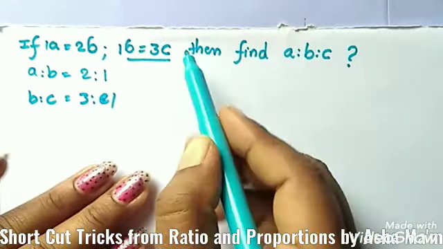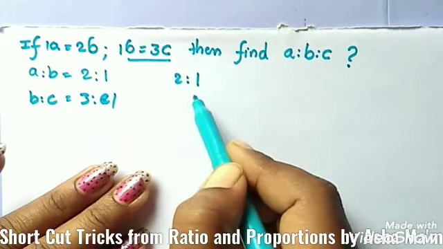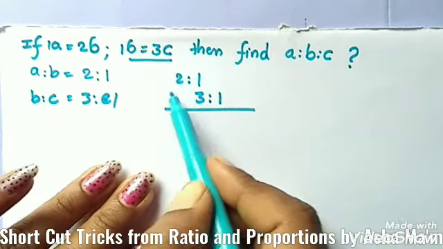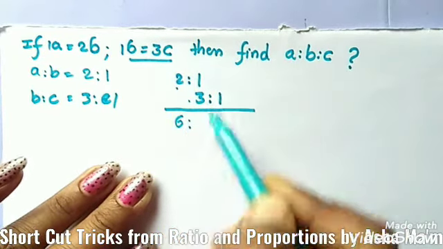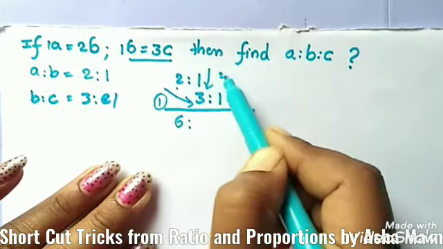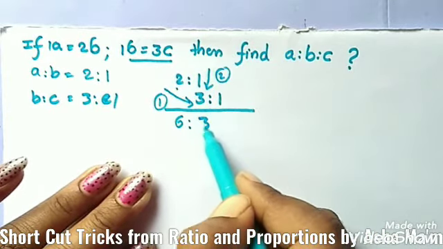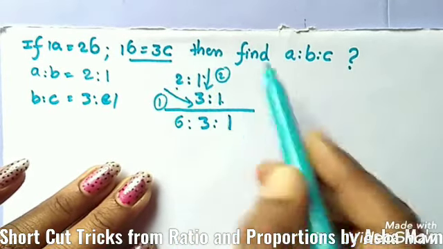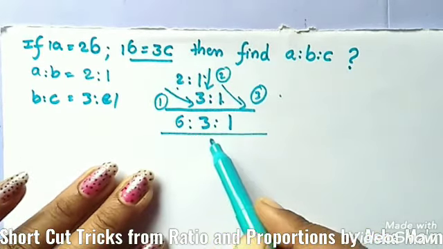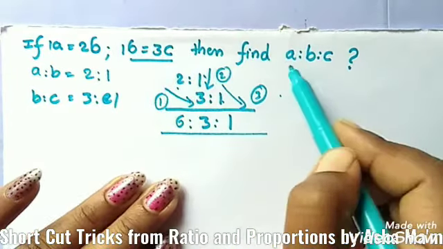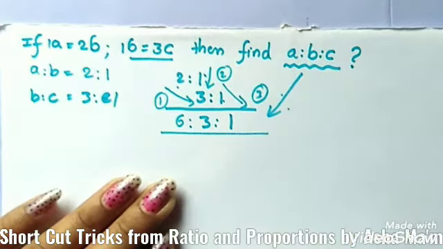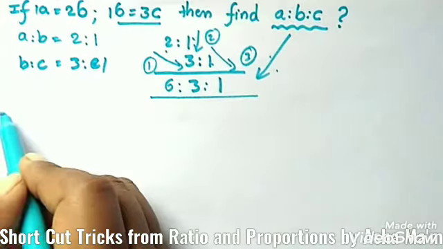Now we can follow the same trick here. 2 is to 1, and below this you can write 3 is to 1. Simply you can multiply 2 into 3, 6. This is step 1. In this way step 2, here 1 into 3 is 3, and 1 into 1 is 1. This is step 3. Now 6 is to 3 is to 1. That is the answer, just to find A is to B is to C. Right. Now let us see question number 2.